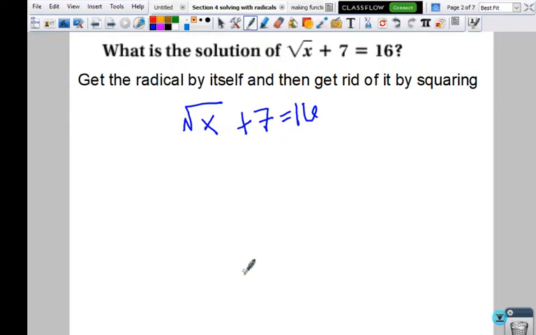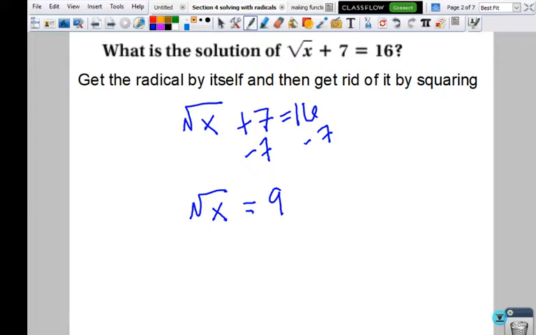So to do that, Ruben, how do I get rid of this plus 7 over here? Yep, so we're going to minus 7 on both sides. Because this 7 is not inside the square root, so I want to get rid of it first. So I got the square root of x, and it's going to equal 16 minus 7 is 9, right?